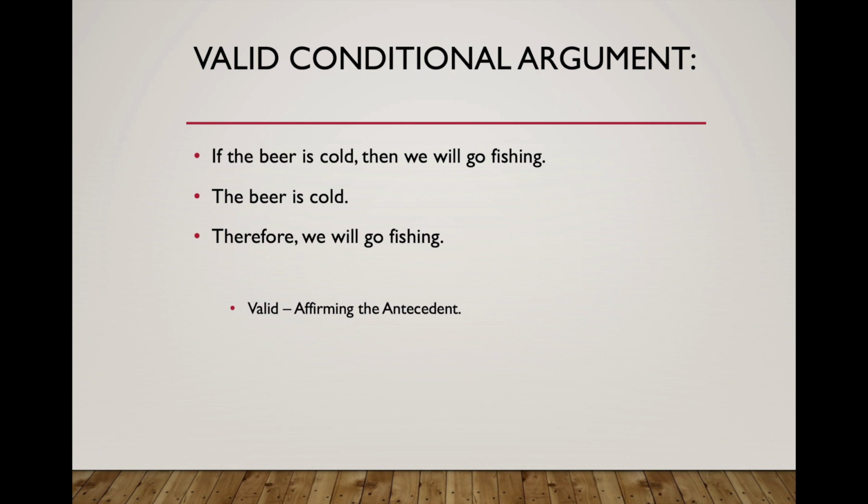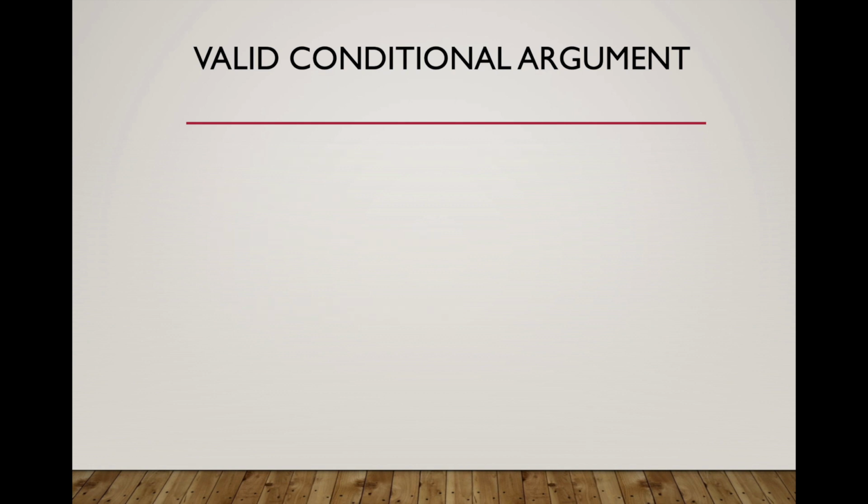So when we say this is a valid argument, we say it's valid because the second premise affirms the antecedent. That's one of the valid forms of a conditional deductive argument.